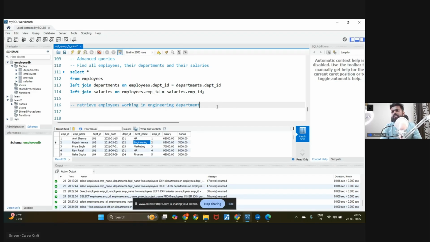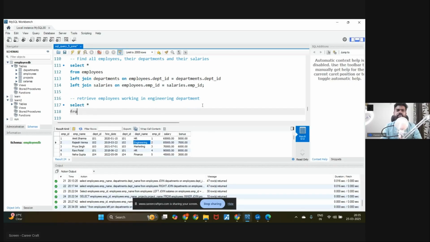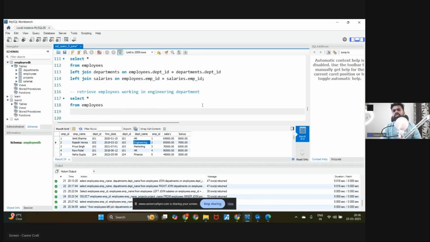Select asterisk from. Santanu has answered it. Very good, Santanu. I will just write it here. Select asterisk from employees. Again, you can do left join or inner join. So let's say inner join here.